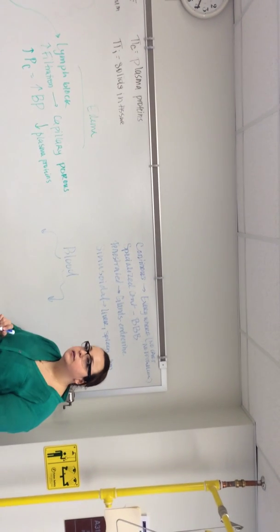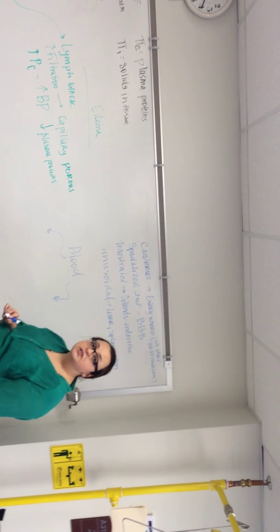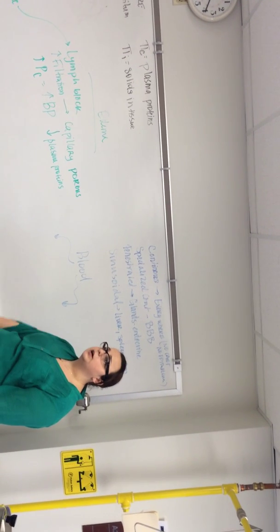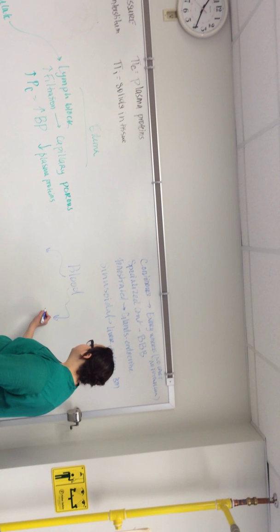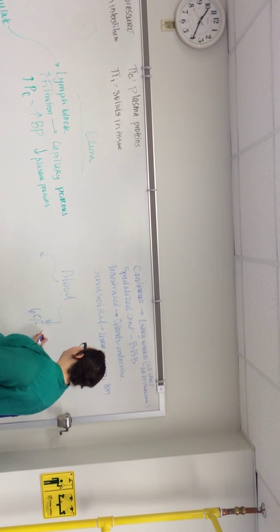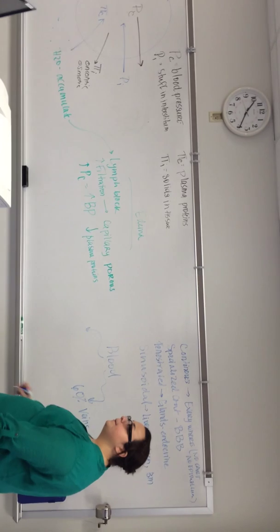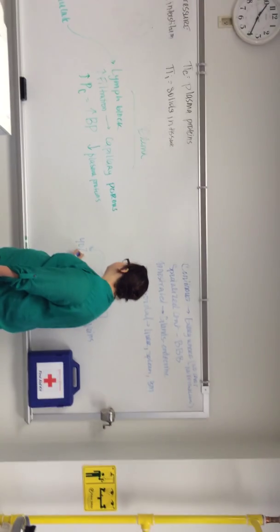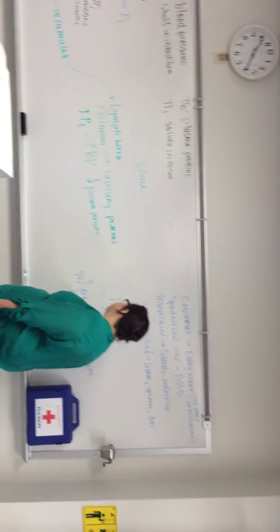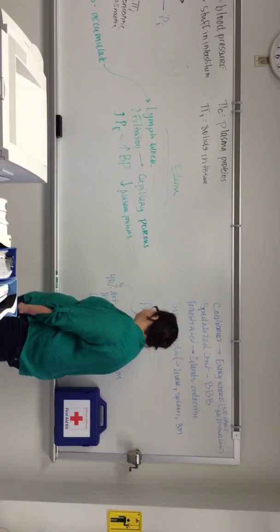Where is blood in your body? Veins and arteries all throughout the body. Where's the majority of blood? In the veins. 60% of blood is in the veins. 40% is in arteries, heart, and capillaries.